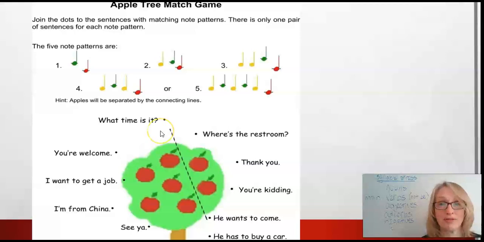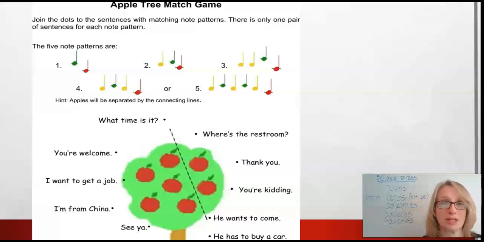We're going to first match our pattern to our little phrases, and then we'll find another phrase that also matches it. We have our first one, which is da da da da da da da da da da da da. What pattern does that match? Number four. What time is it? And that's the same pattern as this one. He wants to come. Great.